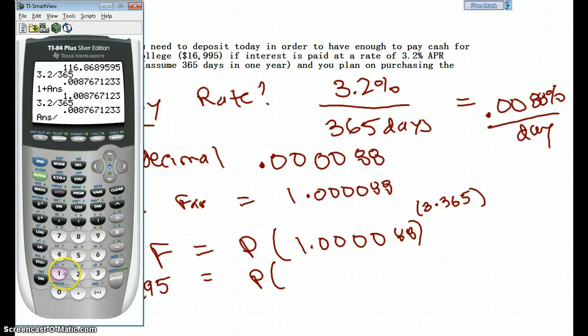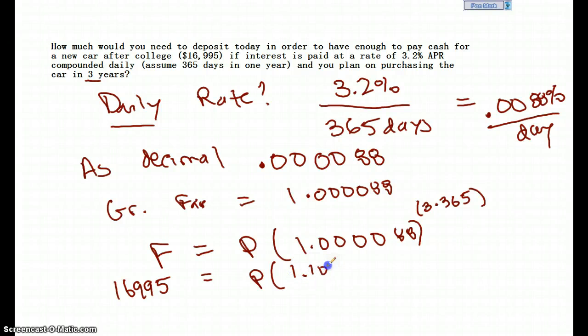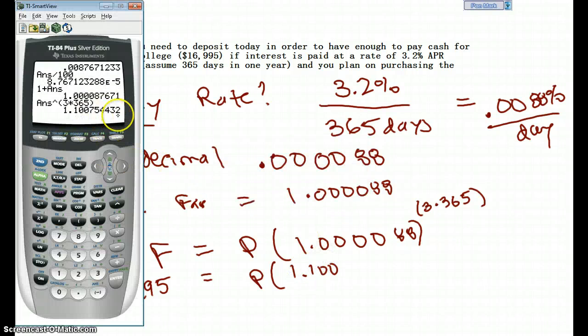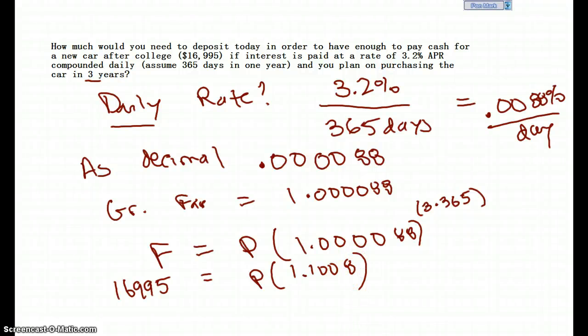I am going to actually take that, divide that by 100 to get the decimal, which shows up here in kind of a funky notation. But if we take 1 plus that, that will give us our growth factor of 1.000088. And it gives us a few more decimal places, which is kind of nice. So we get that raised to the power of, and I need to put this in parentheses, 3 times 365, which gives me 1.100, and I'll take it about that many decimal places out.